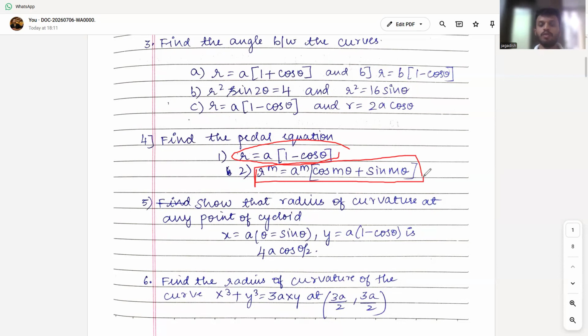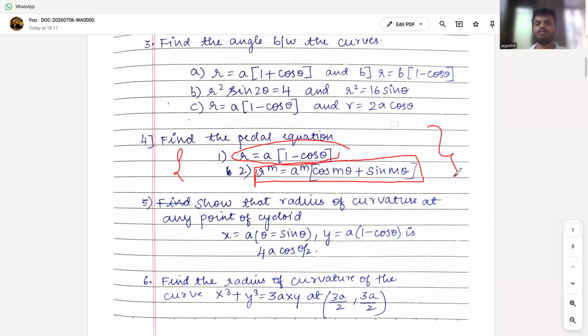So r is equal to a into 1 minus cos theta. The second question is r to the power of m is equal to a to the power of m into cos m theta plus sin m theta. So practice on the pedal equation. There is one standard procedure which you are supposed to follow for all the problems. If you know the differentiation, then learn it.